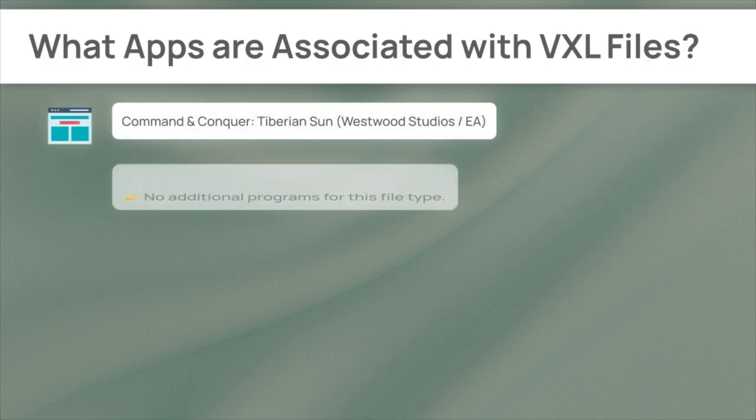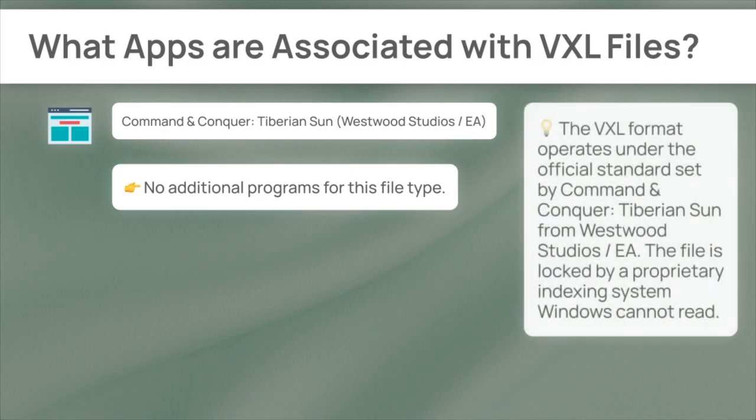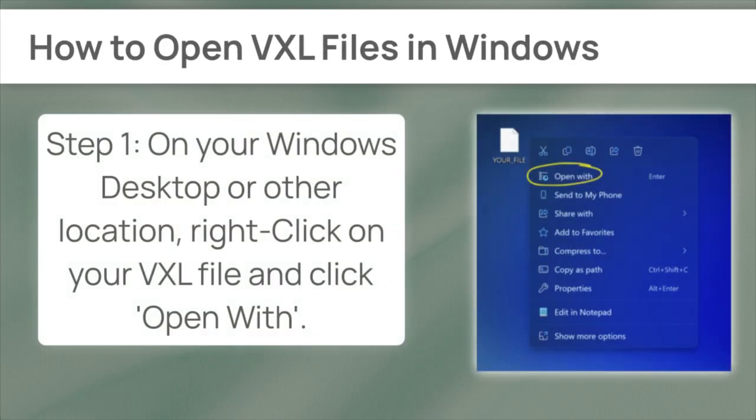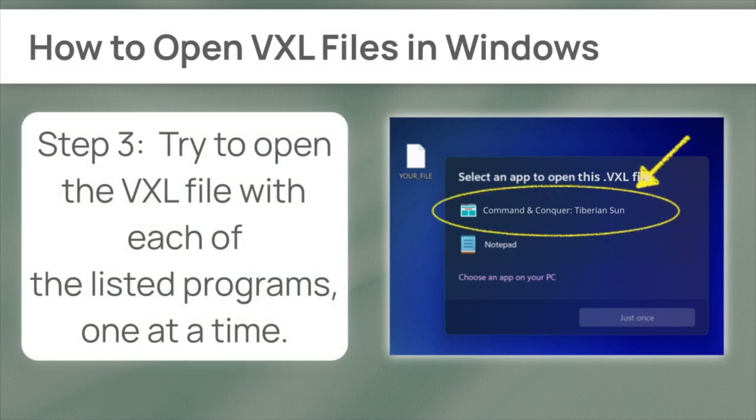Your first application to test with VXL should be Command and Conquer Tiberian Sun from Westwood Studios/EA. The complex layout and formatting tags are not correctly parsed by Windows defaults. Windows provides only partial visibility, so full exploration requires a compatible 3D modeling program. The solution begins by systematically testing the programs. Right-click the VXL file and choose Open With. Use Command and Conquer Tiberian Sun as your first choice. If it fails, select another program. Be methodical in your testing.